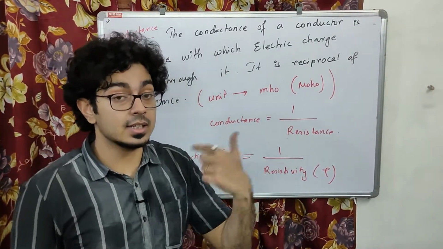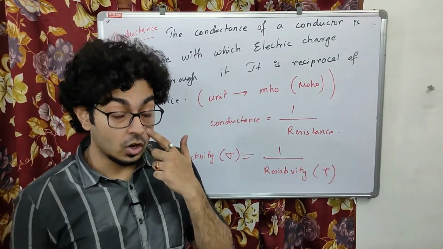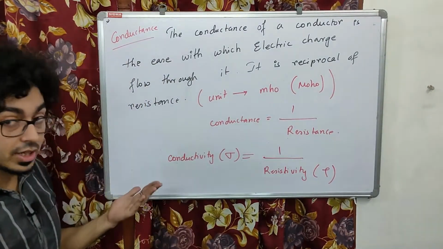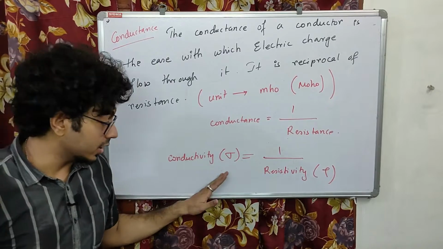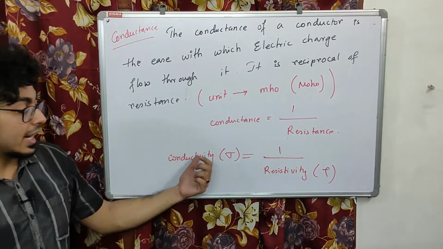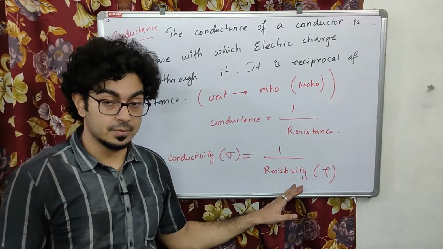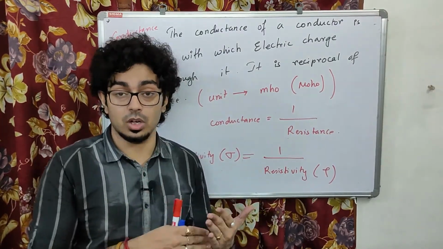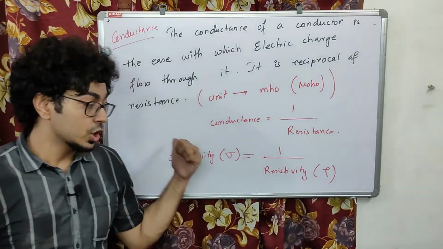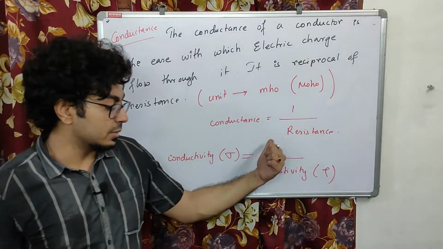With conductance, another property comes: conductivity. How much is the conductivity of a conductor? Electrical conductivity, obviously, not any other conductivity I am talking about here. The conductivity of a conductor can be written as 1 by resistivity. Whatever the formula of resistivity, just the reciprocal of that will give you the conductivity. So conductivity can be written as 1 by resistivity.